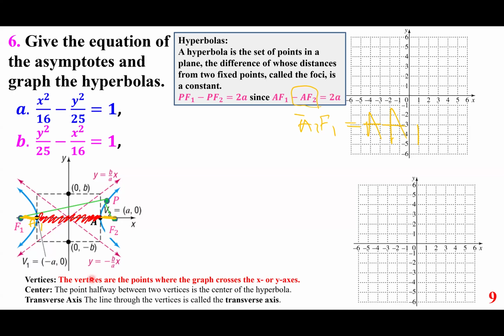Furthermore, vertices. The vertices are the points where the graph crosses the x or y axis. In this case, the vertices are on the x-axis or the x-intercepts. If it opens up and down, they would be on the y-axis. Center. The point halfway between two vertices is the center of the hyperbola. It happened to be at 0, 0. Transverse axis. The line through the vertices is called the transverse axis. So there's some terminology.